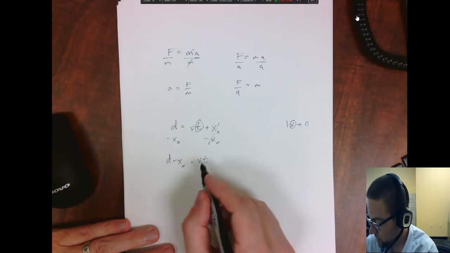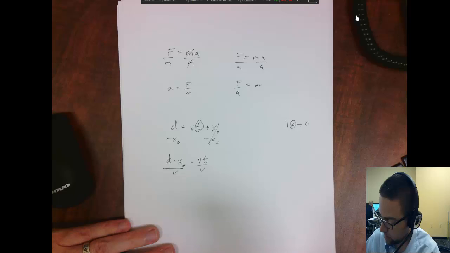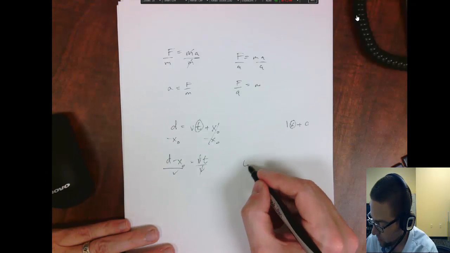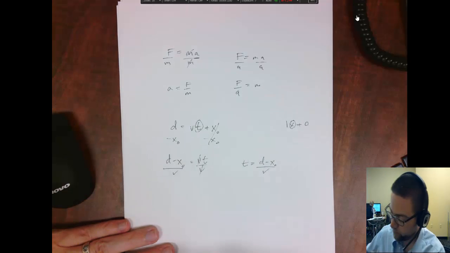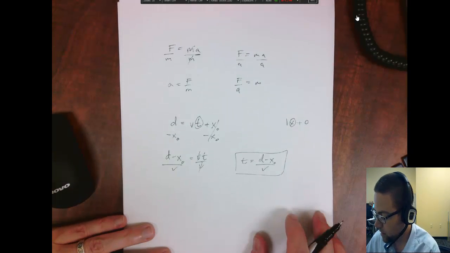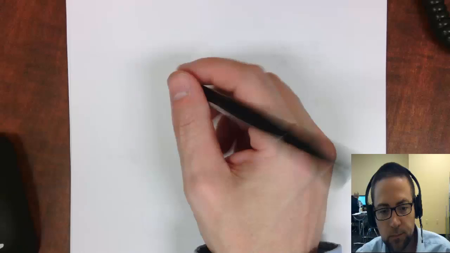Now I want to get rid of the v, so I divide by v, and I have to divide the whole side by v to get that. So this would be 1t is equal to d minus x0 over v. Okay, so that's how you solve these formulas and get them in the right order.